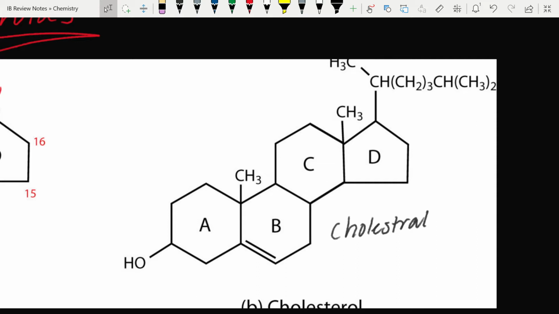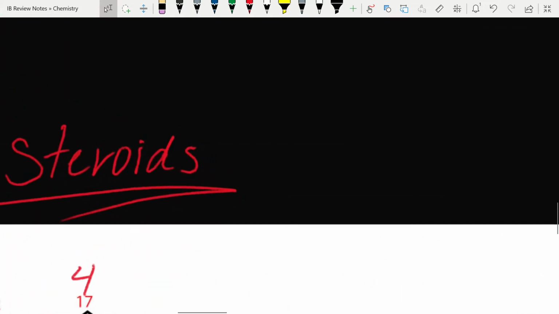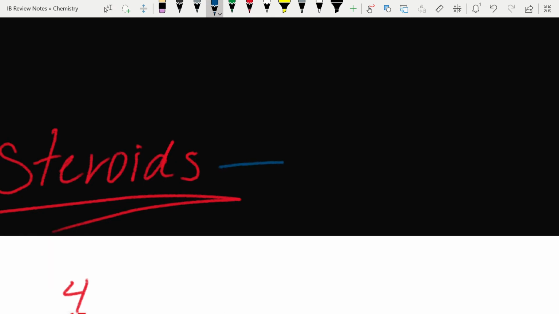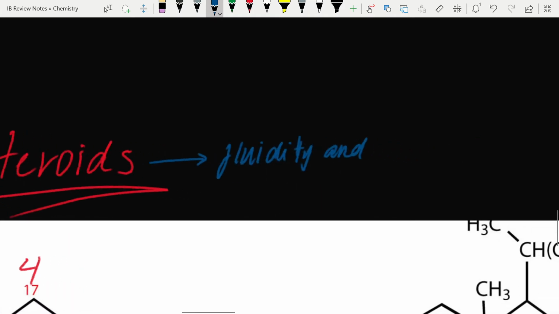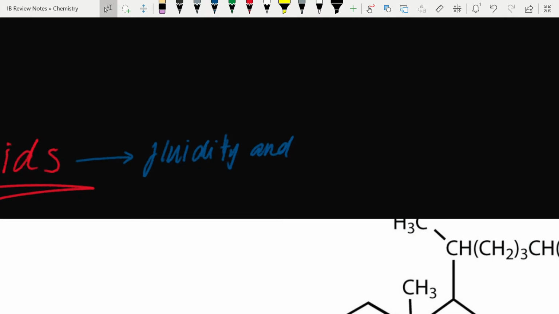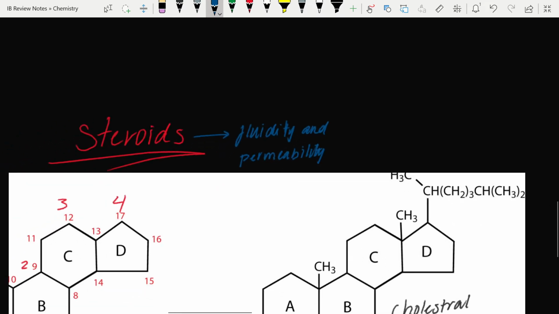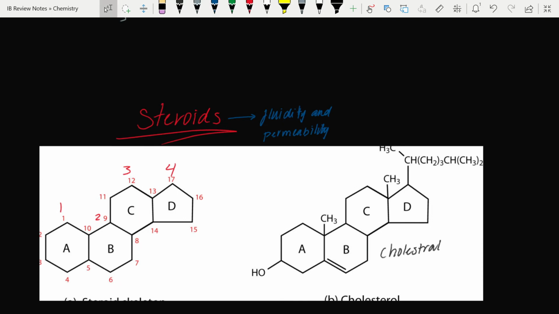So the purpose of a steroid is to help the cell membranes with fluidity and permeability of the structure, because you need nutrients and waste to pass through nice and easily. So that's what steroids are for.